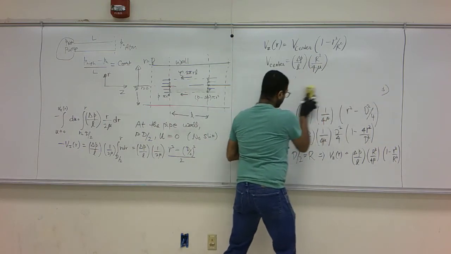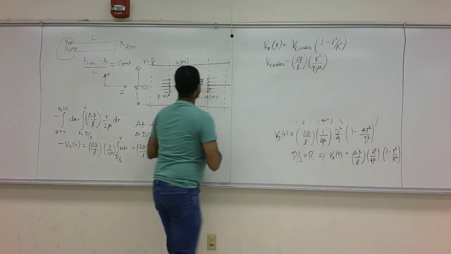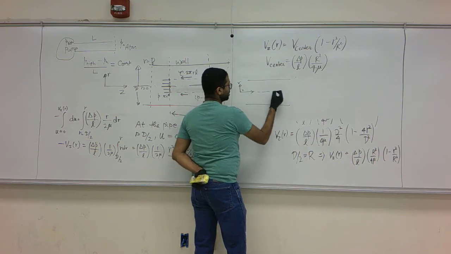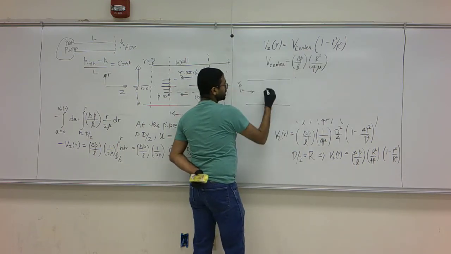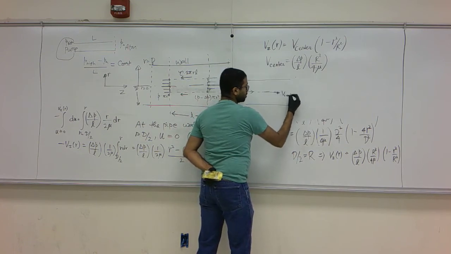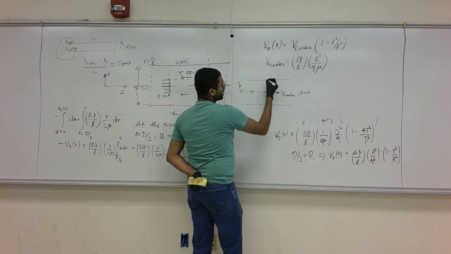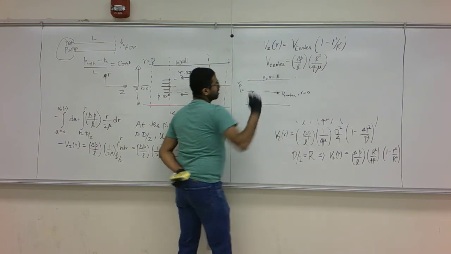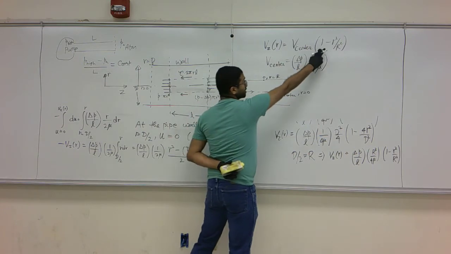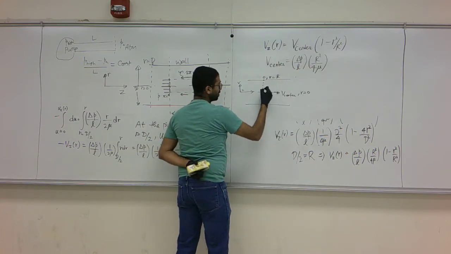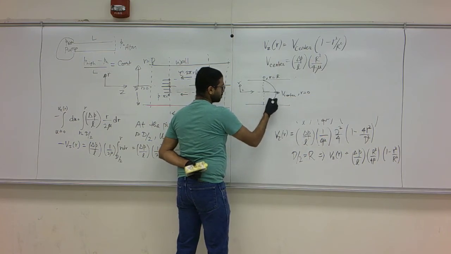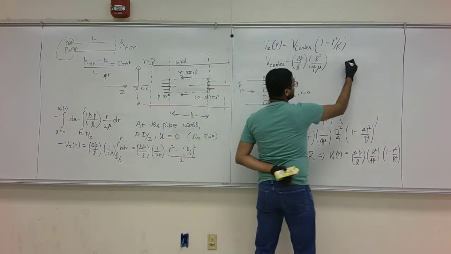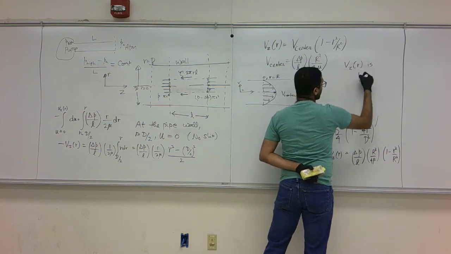Just try to picture this profile. Here is your pipe, here is Z, here is R. The velocity is equal to V center when r equals 0, and the velocity equals 0 when r is equal to R. And in between, it varies as the second power of the radius, so we call it the parabolic velocity profile. Vz of r is parabolic.